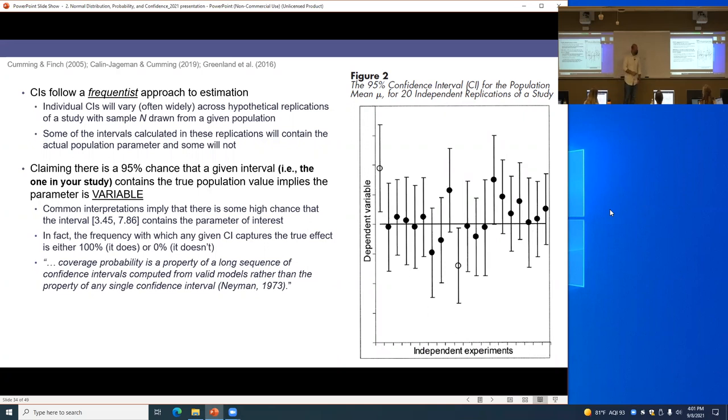So again, this is from one of the papers that I assigned you. Coverage probability is a property of a long sequence of confidence intervals computed from valid models rather than the property of any single confidence interval. So over the long term, I can say 95% of the intervals that could be calculated using this method will capture my population parameter, but for any one individual interval, I don't know. I can't say. If I had to guess, I would say yes, but I don't know, right?